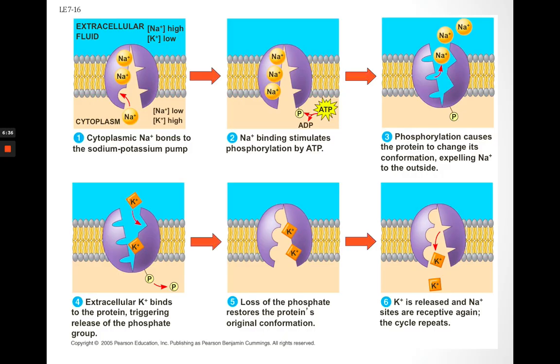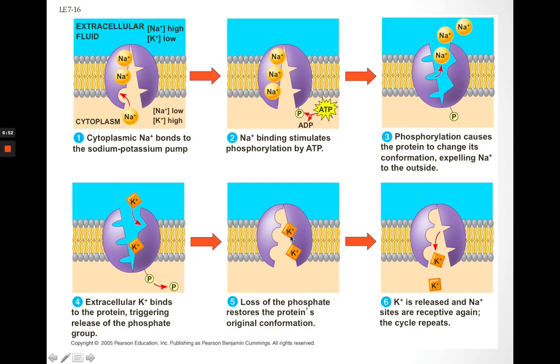So what did we do? We got 2 moves for the price of 1. This is a steal, okay? So when we return back to our original conformation, loss of the phosphate restores the protein's original conformation. That includes the binding sites.